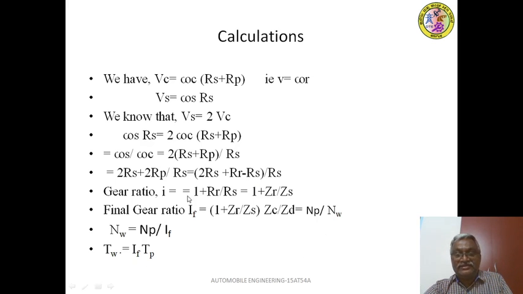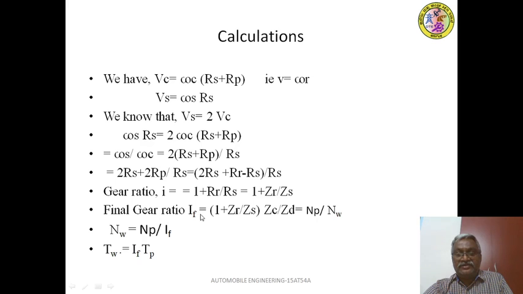By simplifying this equation, we will get the gear ratio as 1 plus Zr by Zs, because we are getting here 1 plus Rr by Rs. Rr is directly proportional to number of teeth on ring gear. Rs is directly proportional to number of teeth on sun wheel. Therefore, we will get 1 plus Zr by Zs.